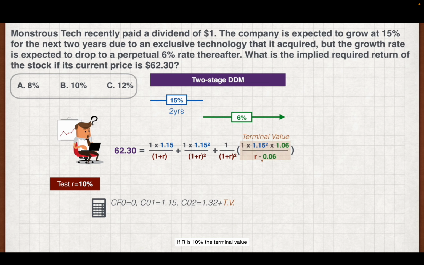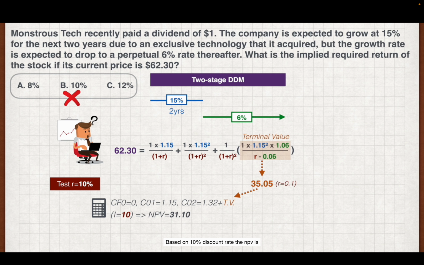If R is 10%, the terminal value using the Gordon growth model is $35.05. Calculate the NPV based on a 10% discount rate, and you get $31.10, which is nowhere close to the current price of $62.30. So B is not the correct answer. However, since this value is in between the other 2 choices, you can actually determine which is the correct answer without having to test either of them.